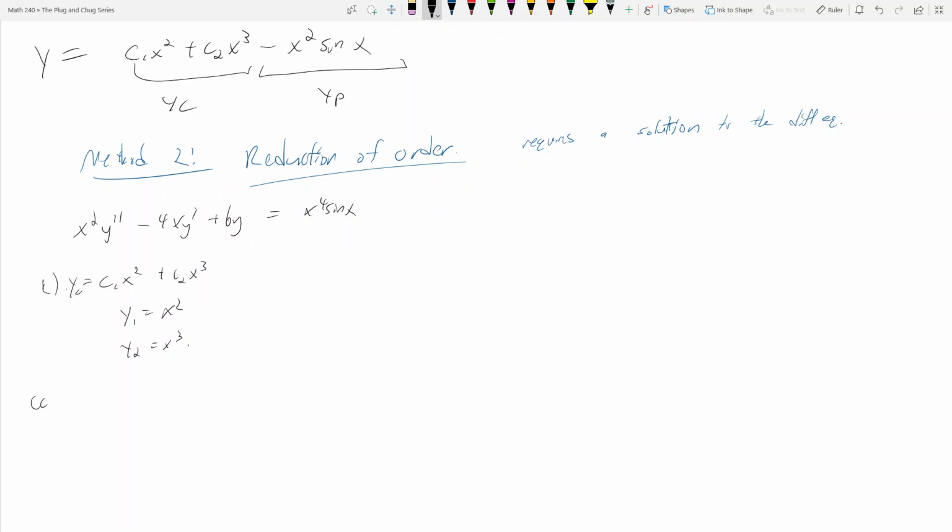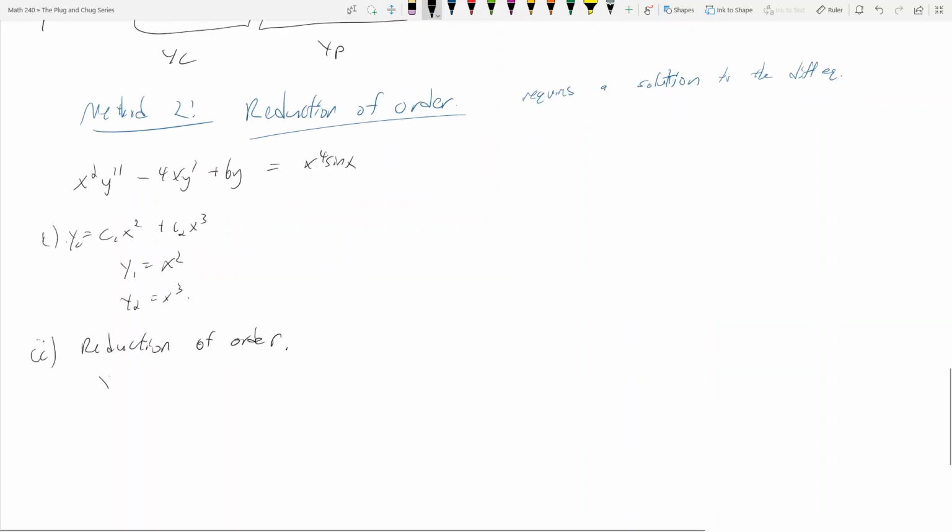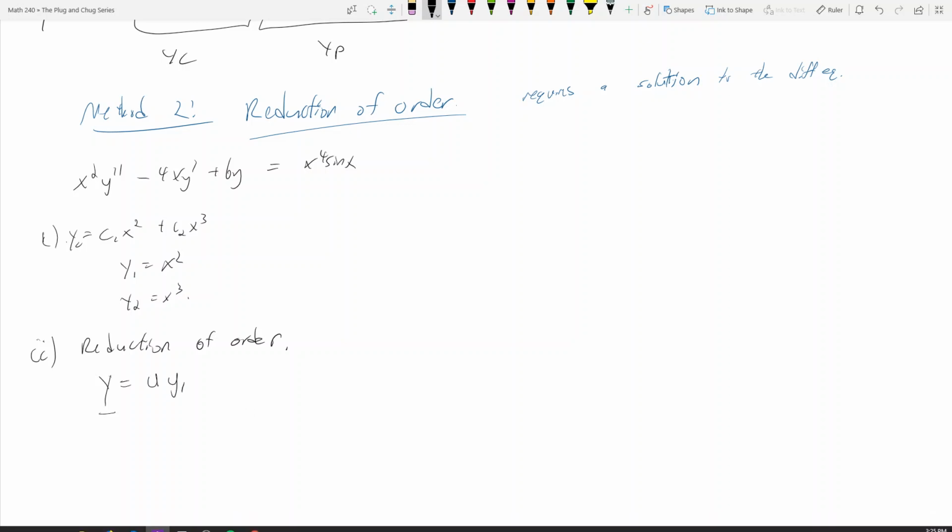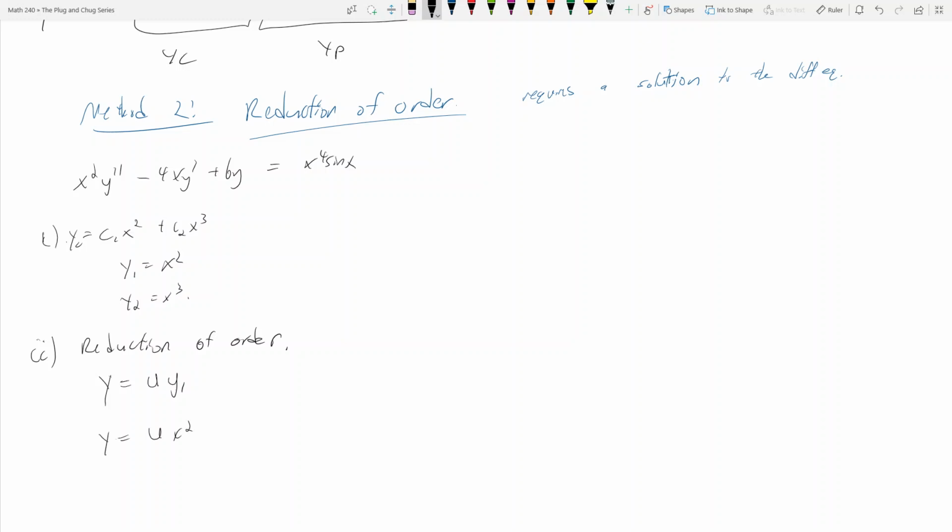And so for the reduction of order method, I can just say y is equal to u times y1. That's what reduction of order is. My general solution is equal to something times some solution that I already have, which is y1. So now I can just take this y1 from up here. So y is equal to u x squared. And remember, this is really u of x, so u of x times x squared.